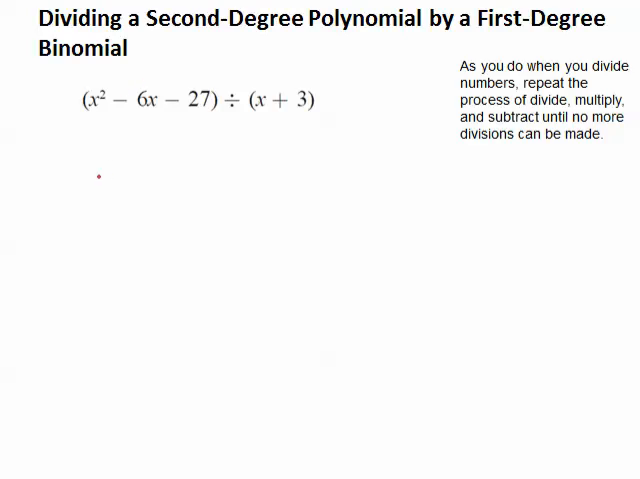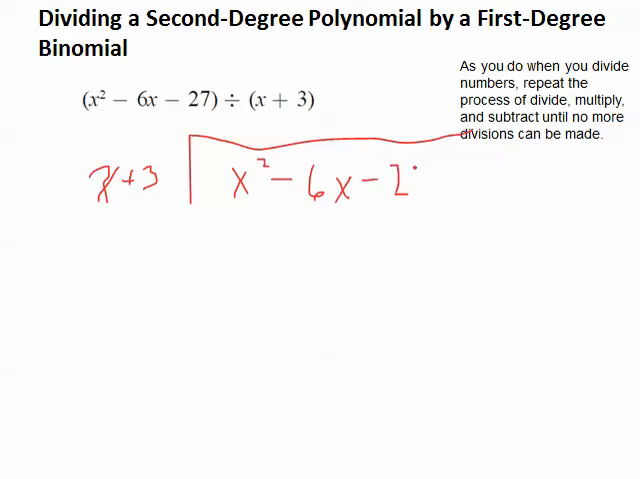So let's see if we can do this. I've got x plus 3, and we're going to be dividing that into x squared minus 6x minus 27. Now I want you to notice, what can I multiply x by to get x squared? Well, I'd be multiplying it times an x. So x times x gives me x squared, and x times a positive 3 gives me a positive 3x.